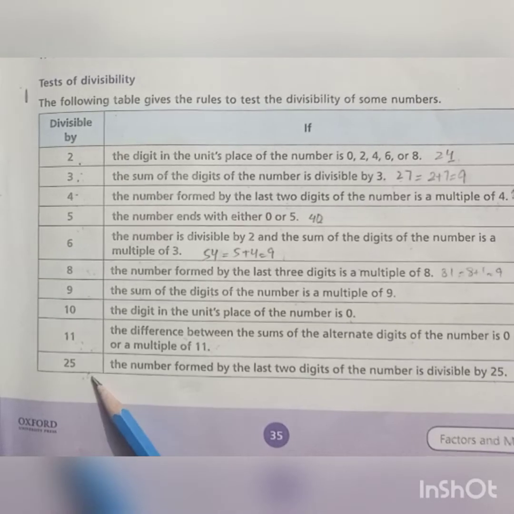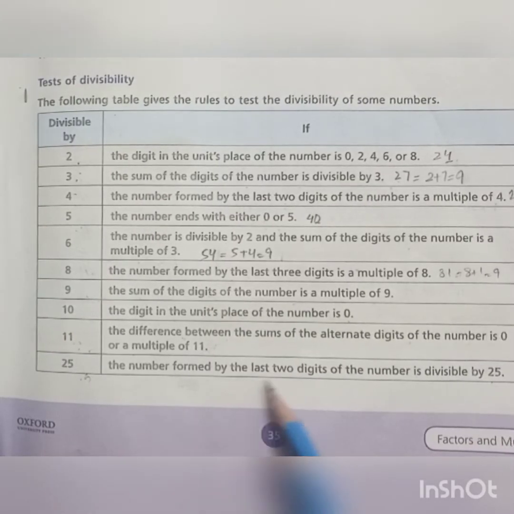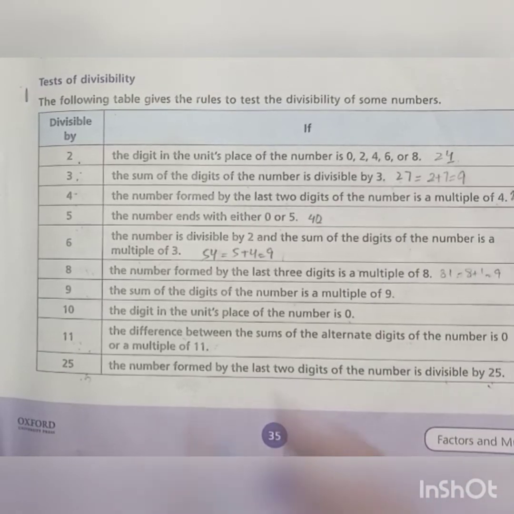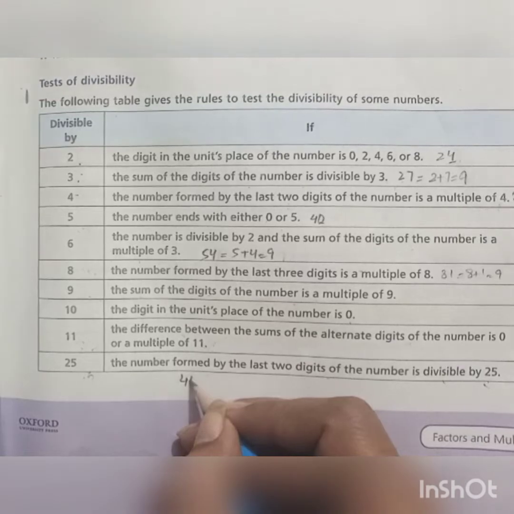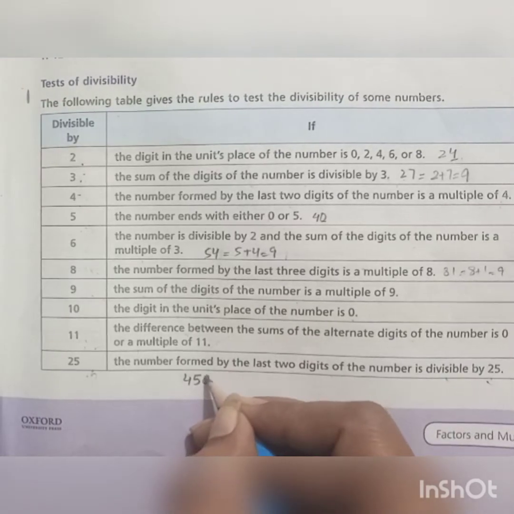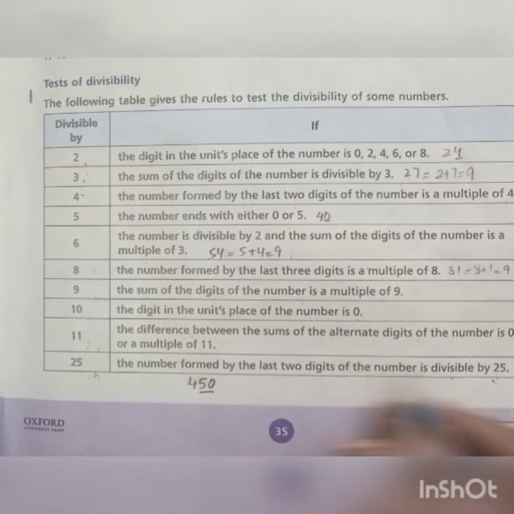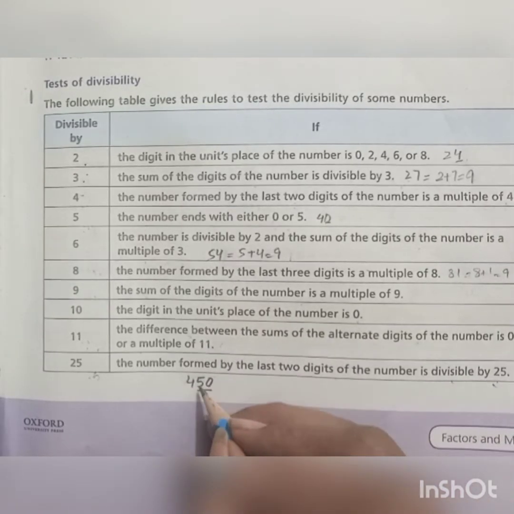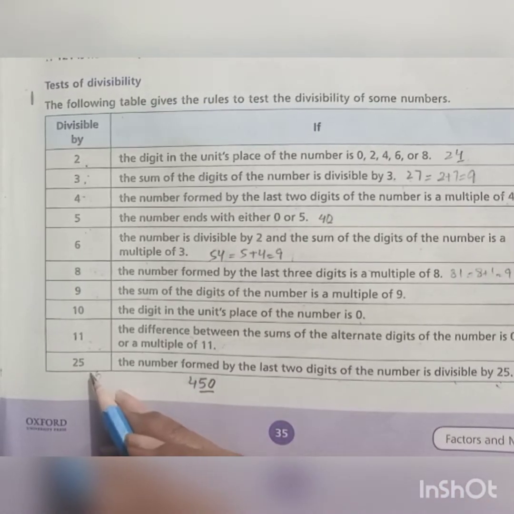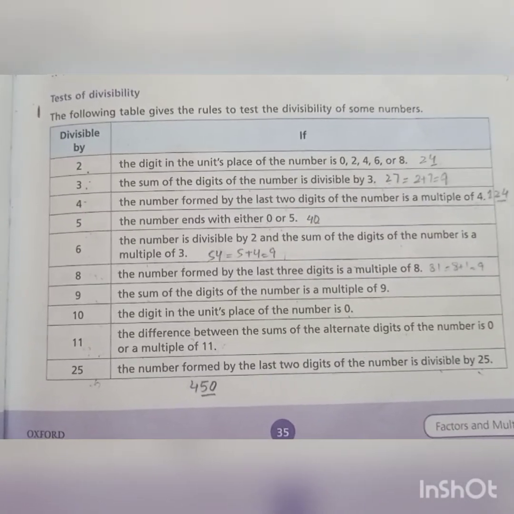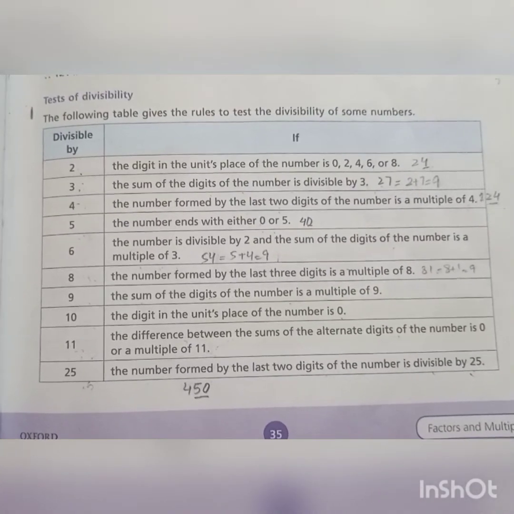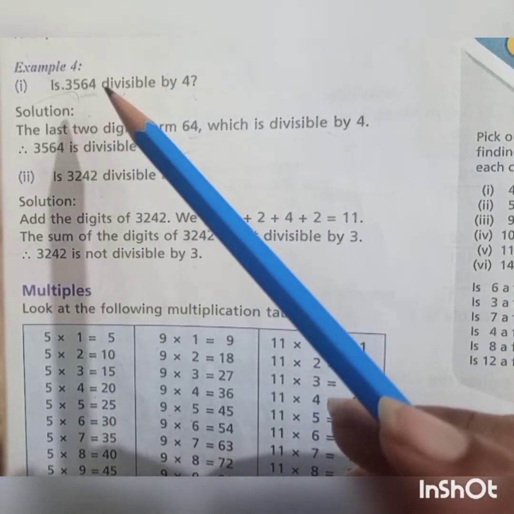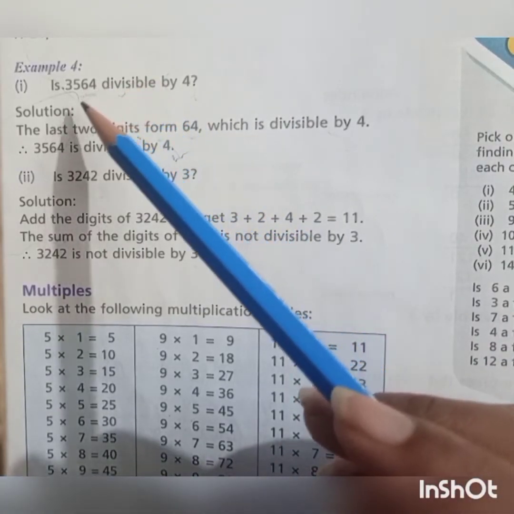And students, the last one is 25, that is, if the number formed by the last two digits of the number is divisible by 25. For example, if the number is 450, we can see here the last two digits are a multiple of 25, as 25 twos are 50, which means that this number is divisible by 25. Students, this was all about how we can find whether the given number is divisible by 2, 3, 4, 5 and so on. Let's take an example related to the rules we have just studied.